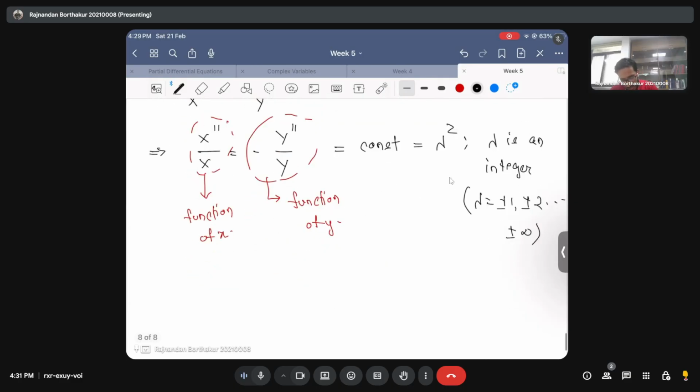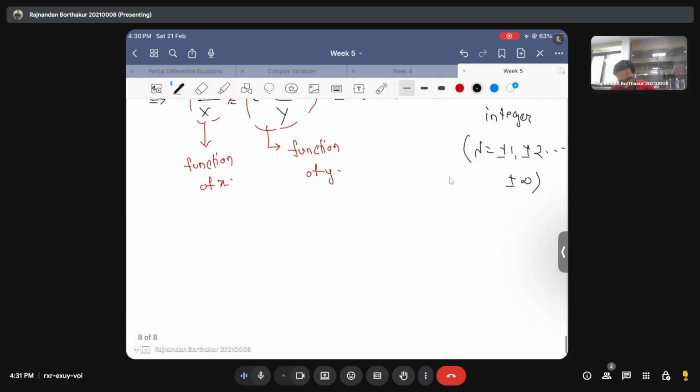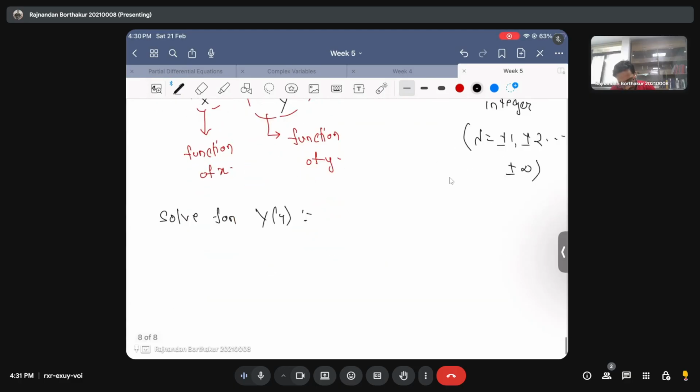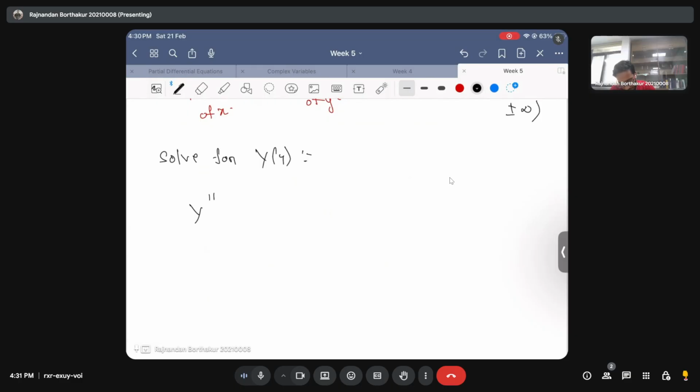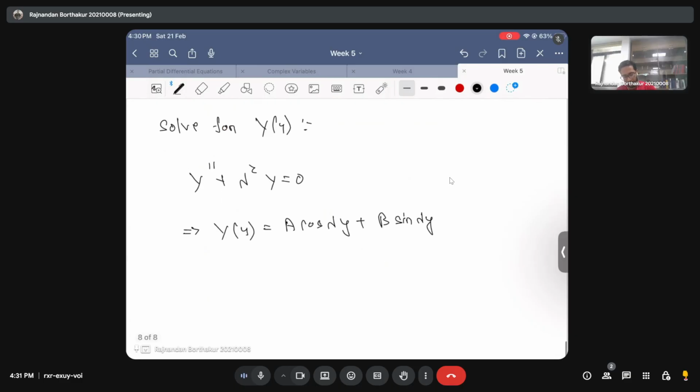Okay, that's it. Now let's solve for x and y. Let's first solve for Y of y. So Y of y satisfies Y double prime plus lambda squared Y is equal to 0. Since this is just an ODE, I know that the solution is going to be of the form, let's say, a times cos lambda y plus b times sine lambda y.